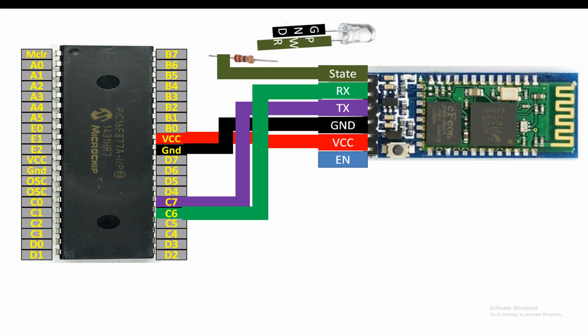Then from the other end of the 220 ohm resistor, connect it to the longer pin of the LED like this. Now the other pin of the LED is the ground pin. Just connect it to the common ground of the circuit like this.